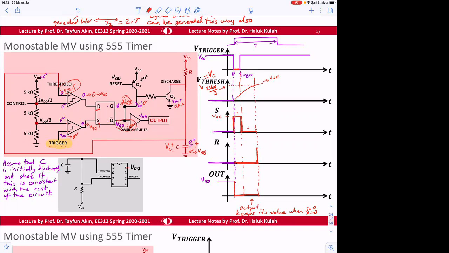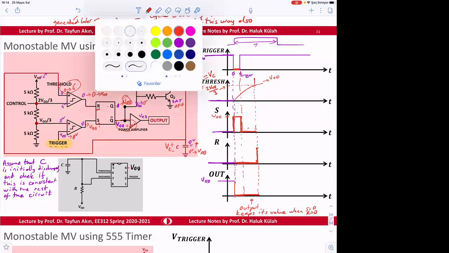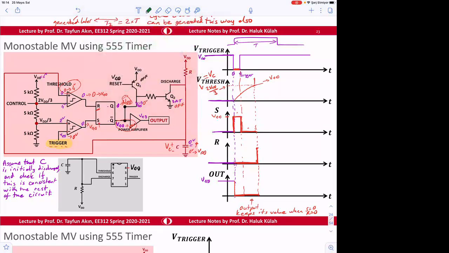So the device will change. The R becomes high again when this reaches to this point. So R goes high, and then why? Because R is connected to the capacitor, and after this, when this becomes 4 volts, it will start going to 0 volts.